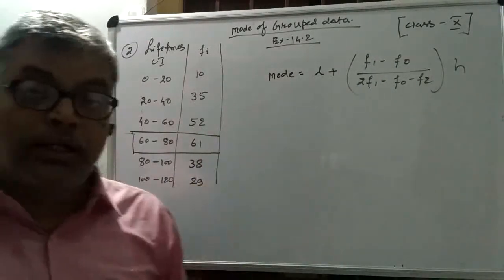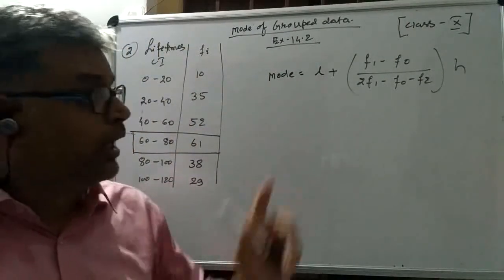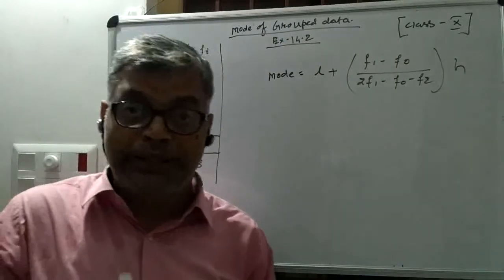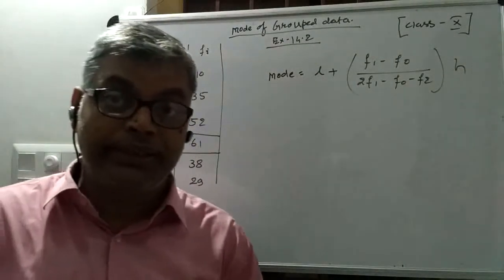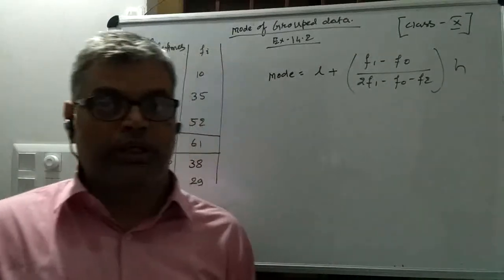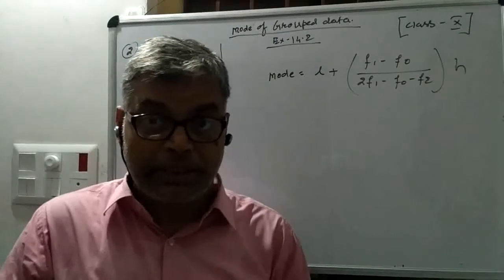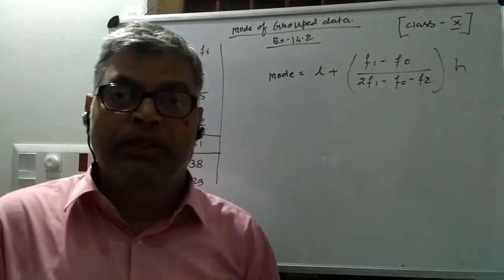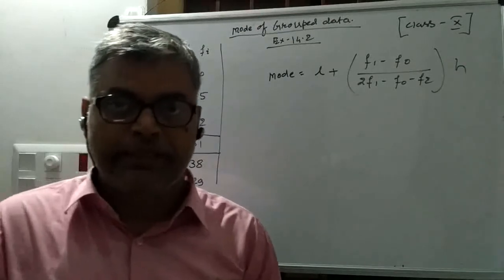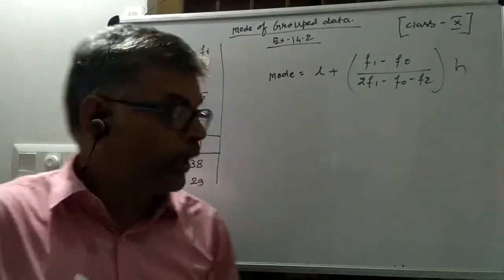Here L is the lower limit of the modal class. f1 is the frequency of the modal class, and f0 is the frequency of the class preceding the modal class, and f2 is the frequency of the class succeeding the modal class, and h is the class size. Class size, as you know, is the difference between the upper limit and the lower limit.